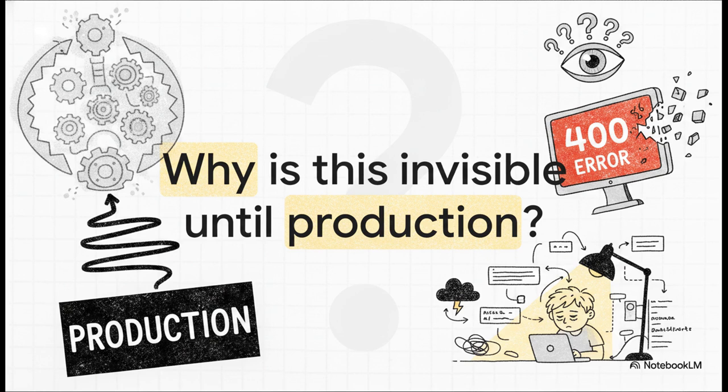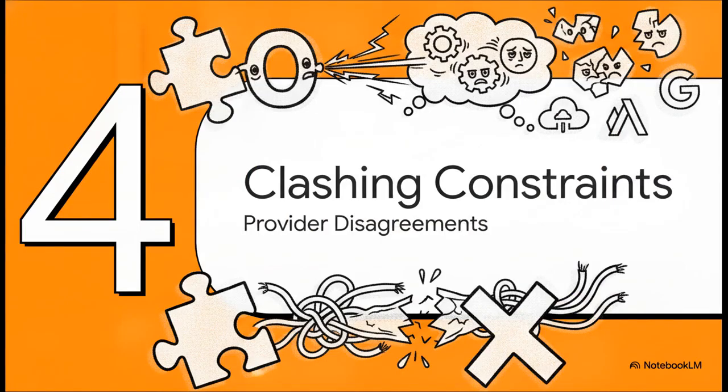And this forces developers into a state of sheer panic, manually bisecting their code at 2 a.m., desperately trying to figure out that a missing additional properties flag 3 levels deep in a nested object is what took the whole system offline. Welcome to Section 4, Clashing Provider Constraints.